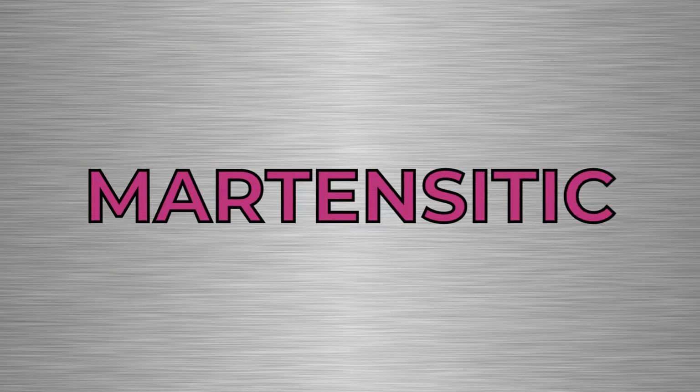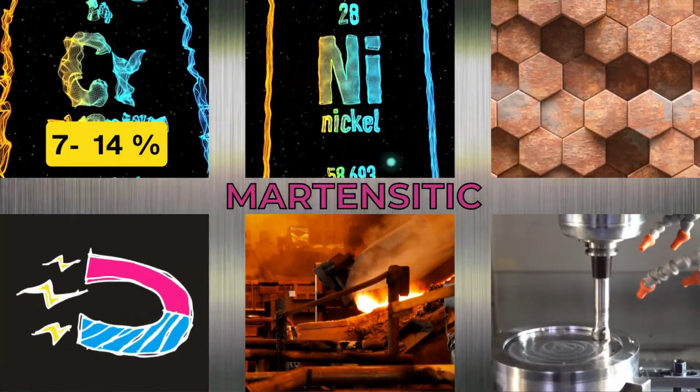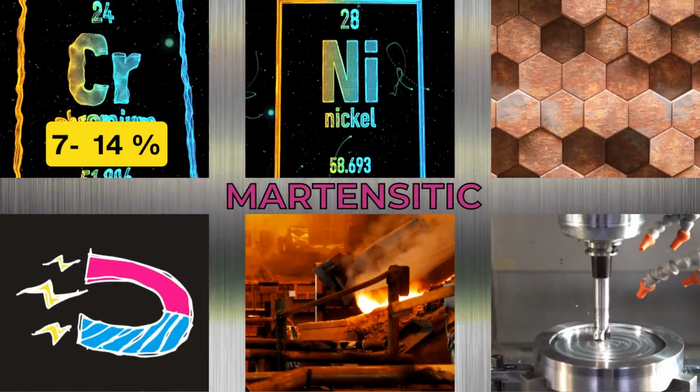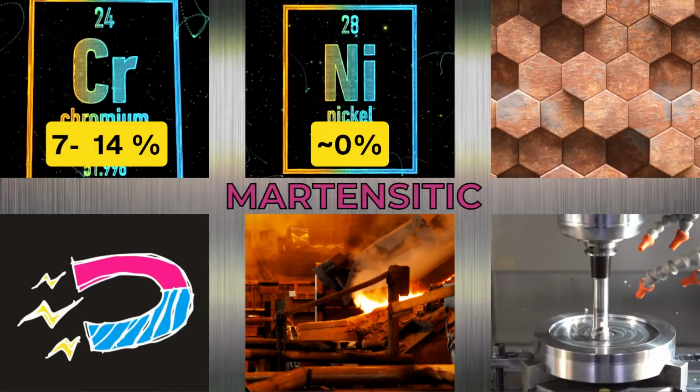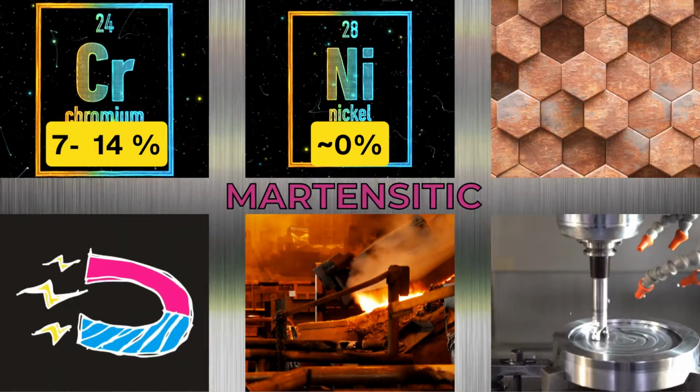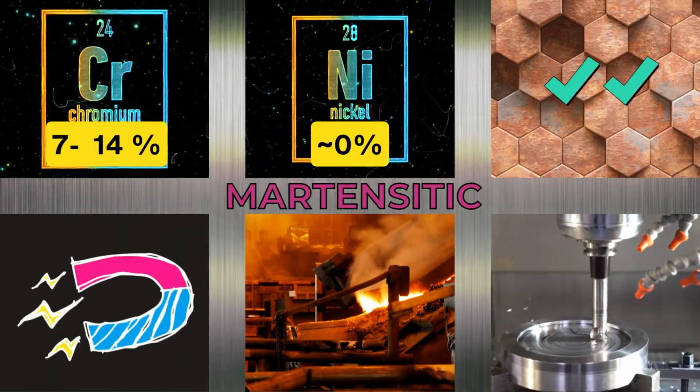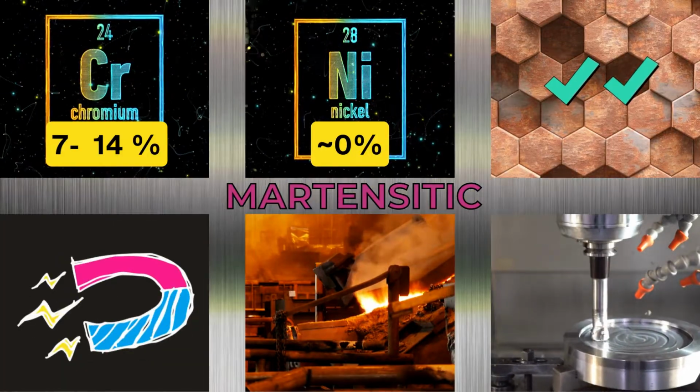Martensitic stainless steel is the second subgroup in terms of popularity. Martensitic alloys have a chromium content of up to 14%, with almost no nickel. It has corrosion resistance only in atmospheric conditions, and cannot be used in harsh environments.